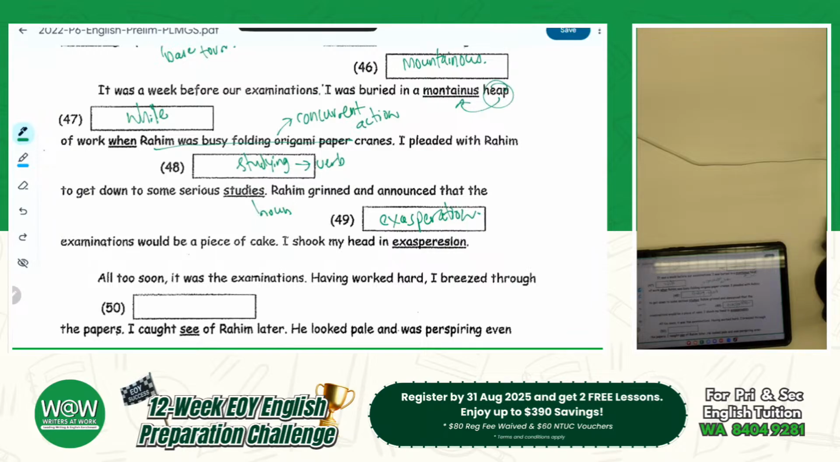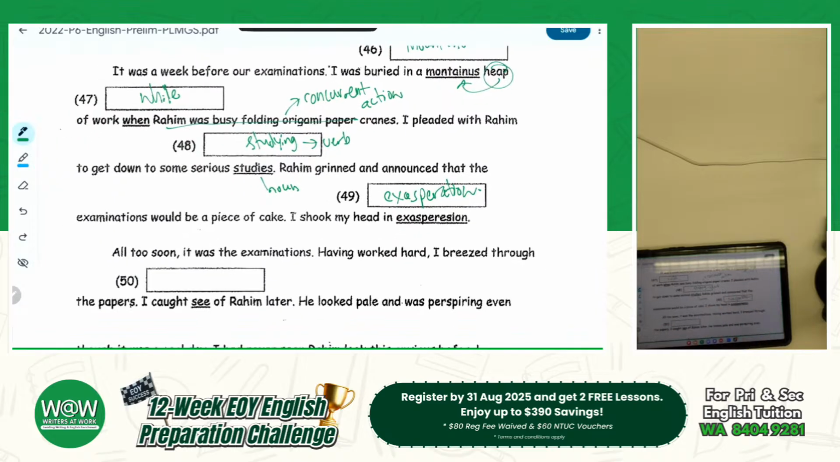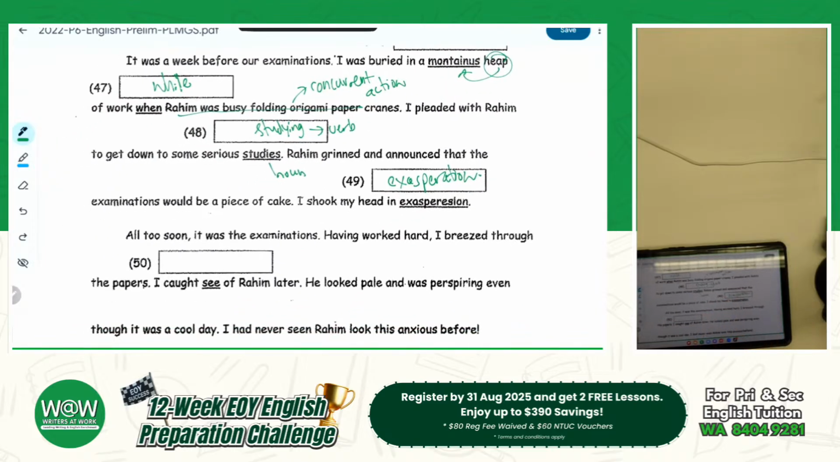Having worked hard, I breezed through the papers. I caught dash of Rahim later. He looked pale and perspiring even though it was a cool day. So you always caught sight because this is a noun. See is a verb, is an action that we will not consider this for this case here. Okay.